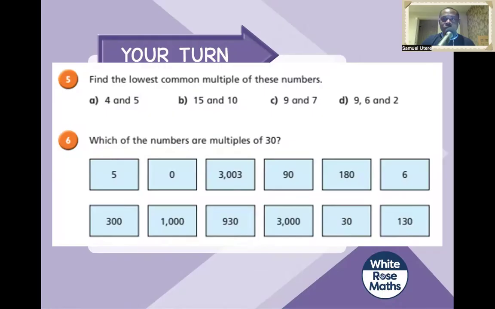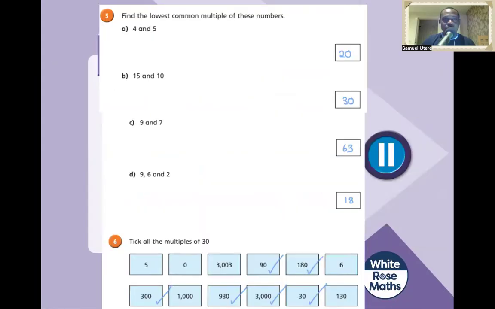Okay, assuming you've paused the video and you've answered questions 5 and 6, here are the answers. Let's discuss them. So here you were simply asked to find the lowest common multiple of these numbers. So you use the same method we used before. You list the multiples and then you find the lowest multiple that is common to both of them.